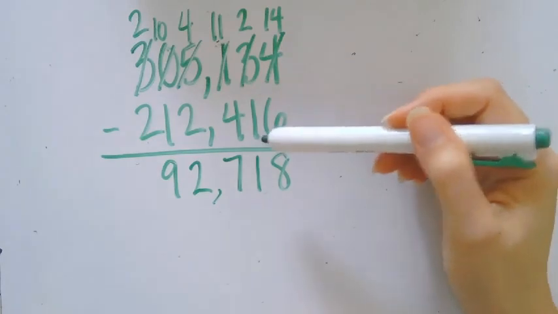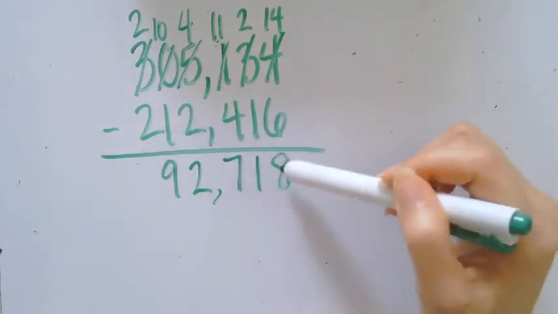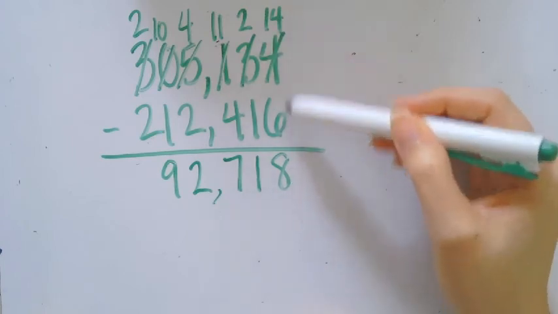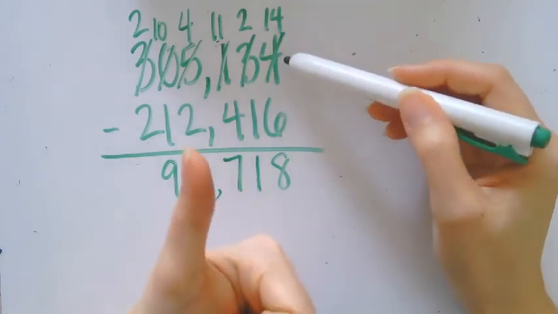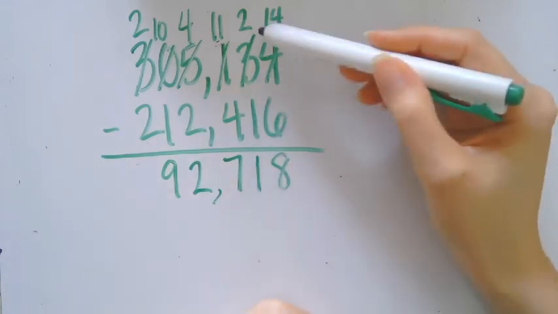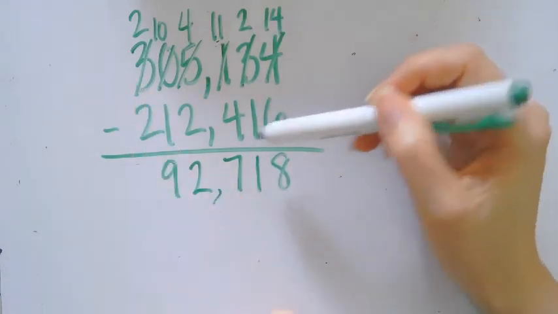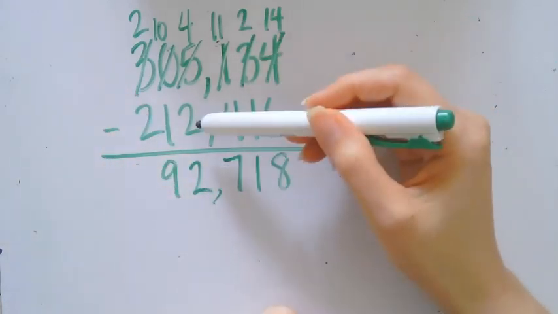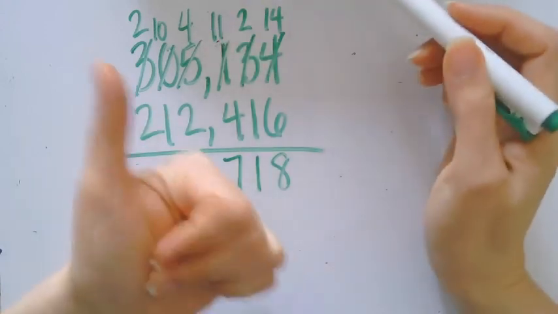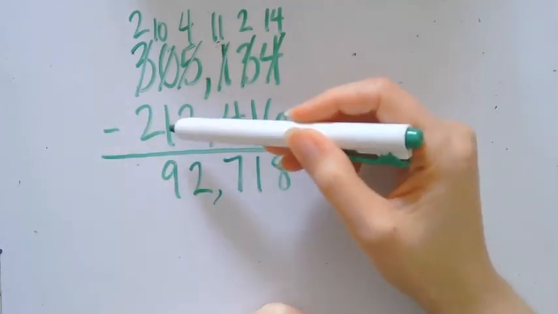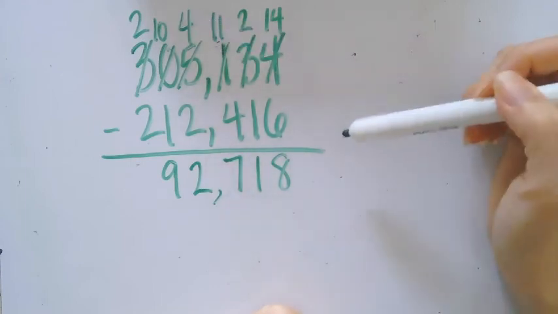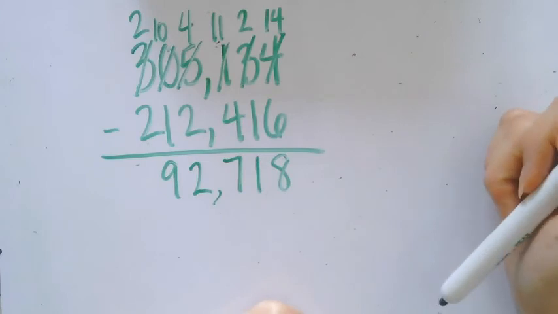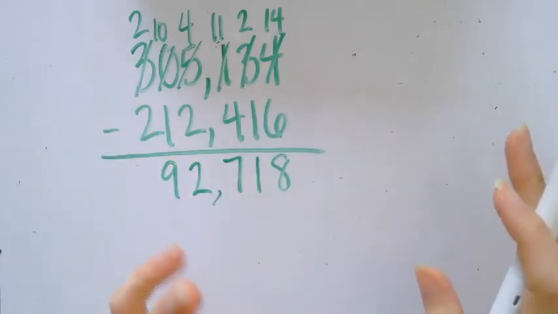Now I'm going to check my work. Taking my last row and my answer, and I'm going to see if it adds up to the very topmost number. 8 plus 6 is 14. Sure. 1 plus 1 is 2. Sure. 7 plus 4 is 11. Sure. 2 plus 2 is 4. Sure. 9 plus 1 is 10. Sure. 0 plus 2 is 2. Sure. So our answer is correct.